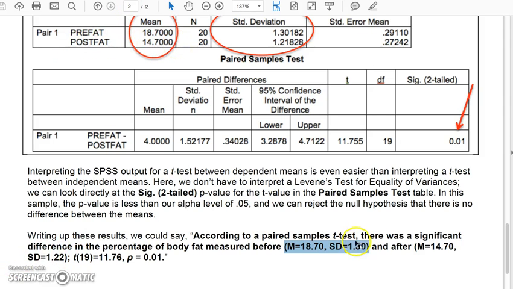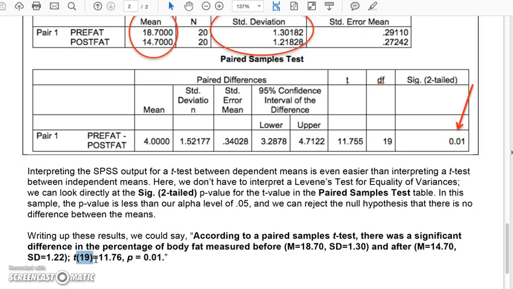You can see how these numbers, M equals 0.1470, match exactly what's up here. And then after a semicolon, you're going to write t, put in the degrees of freedom, equals, put in the t-value, and then a comma, put in the p-value. And I'll show you exactly where to find that.